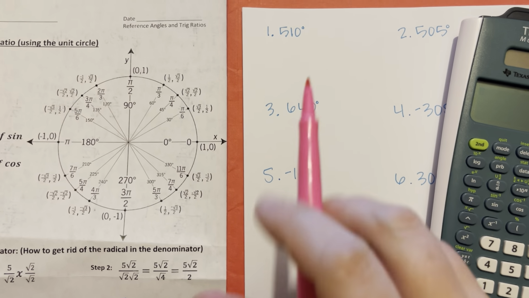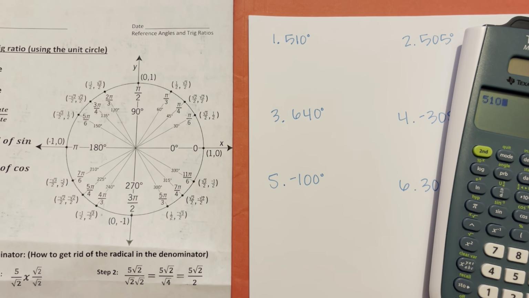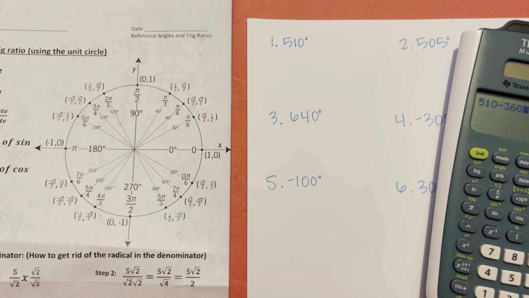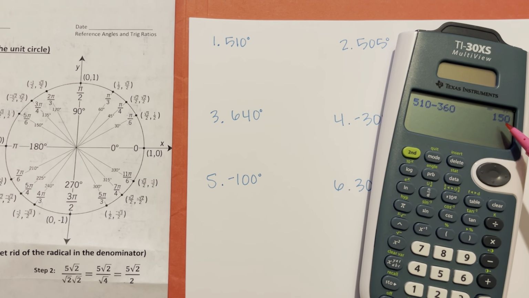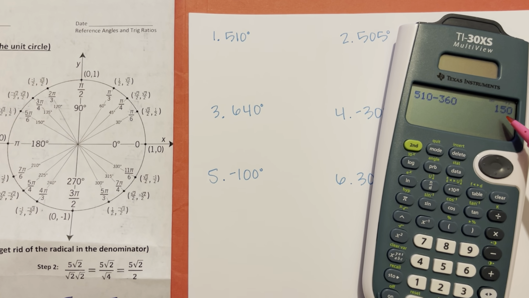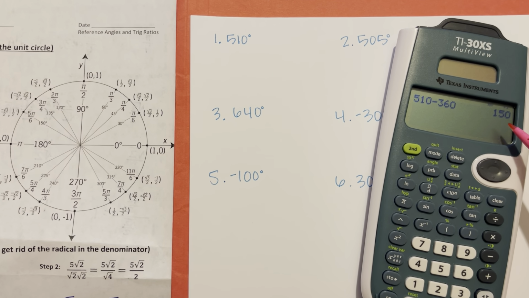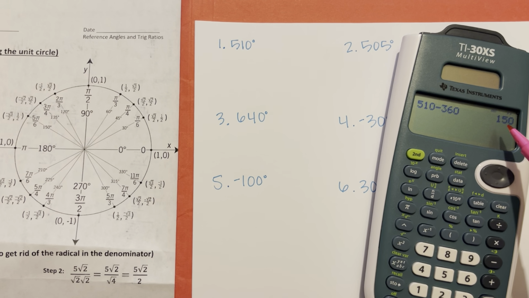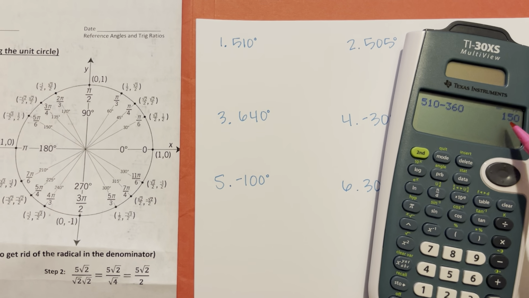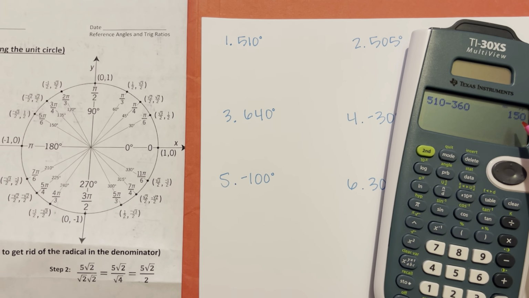In order to find a coterminal angle, you'll take the number that you have, and if it's positive, subtract 360. If I do that, I get 150. If this number were still greater than 360, I would subtract 360 again. Because it is between 0 and 360, this coterminal angle that I'm going to go with is 150 degrees.